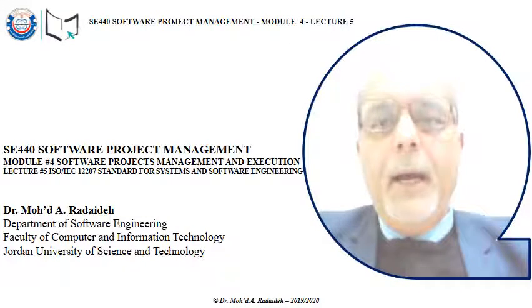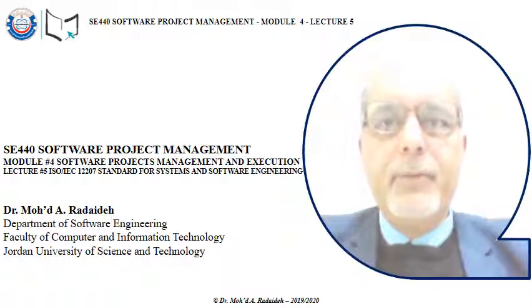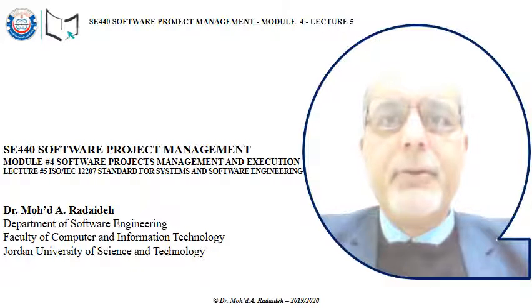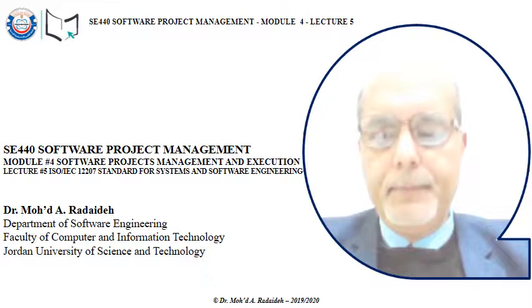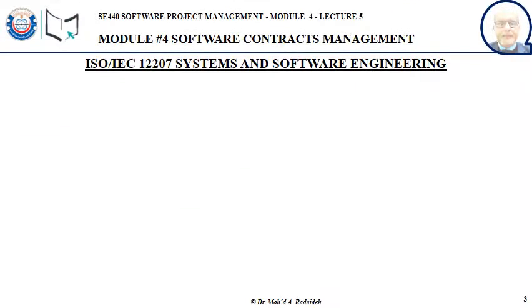Hello everyone, this is lecture 5 of module 4 in a series of lectures that I've been delivering to cover the software project management course at the Department of Software Engineering, Faculty of Computer and Information Technology, Jordan University of Science and Technology. This lecture will elaborate on the ISO IEC 12207 standard for systems and software engineering lifecycle.